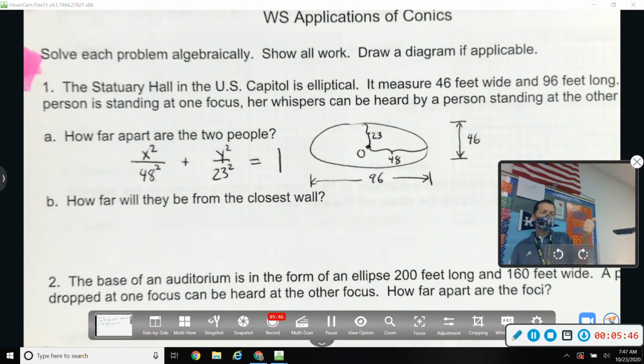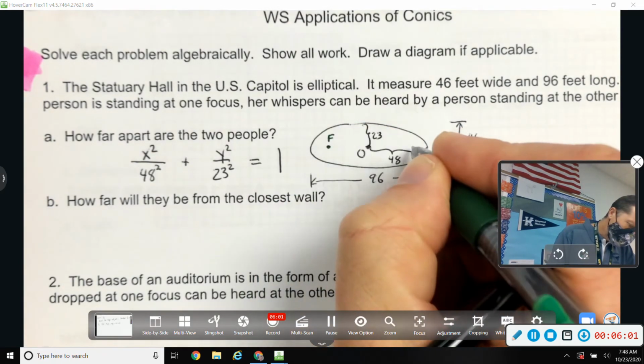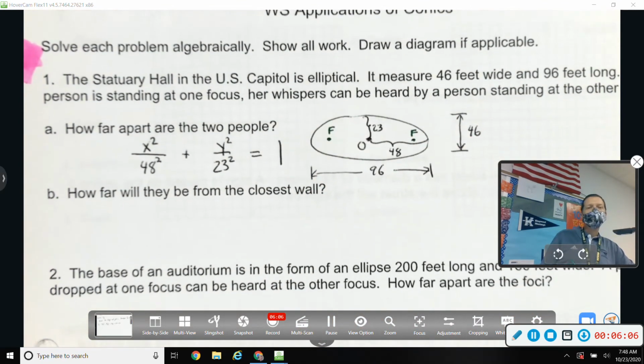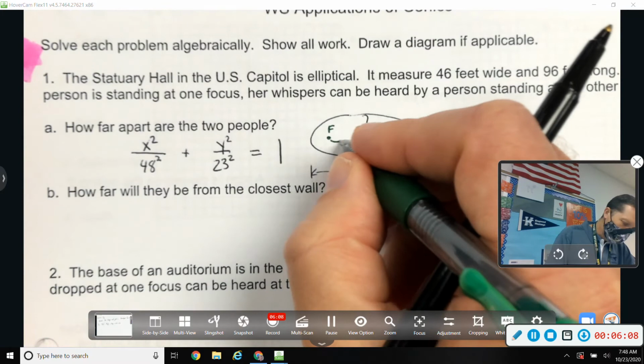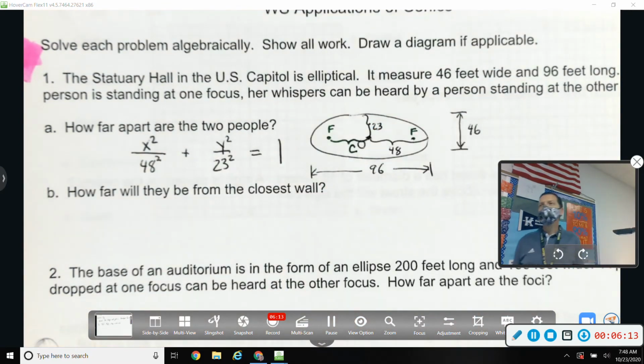All right, so we drew the picture, put the center at the origin, we wrote the equation. Now we're ready to answer the question, how far apart are the two people? Well, they're standing at the focus. So I want to know how far it is from focus to focus. I don't really know that, but I do know how far it is from center to focus. I mean, I don't know how far it is for this problem yet, but I know a way to get that. What's C equal to for an ellipse?